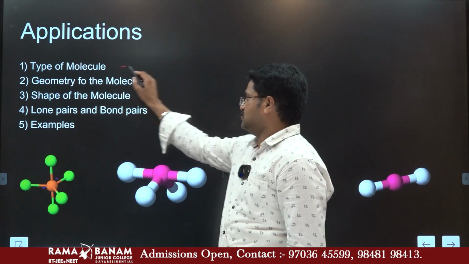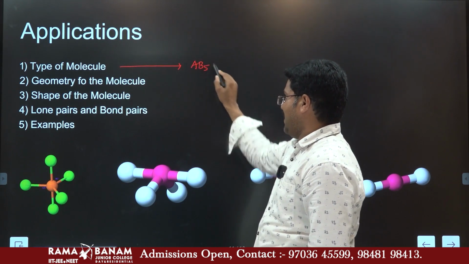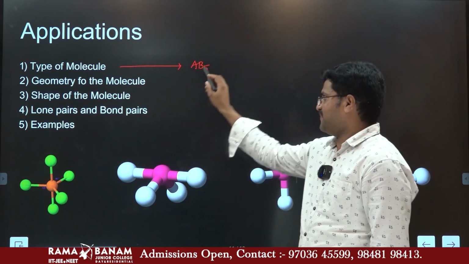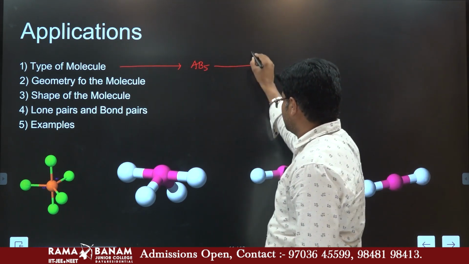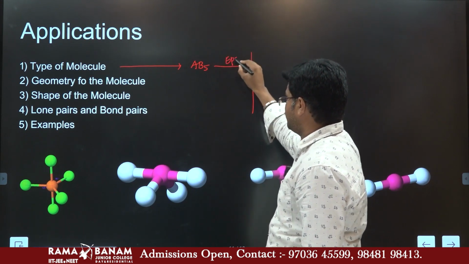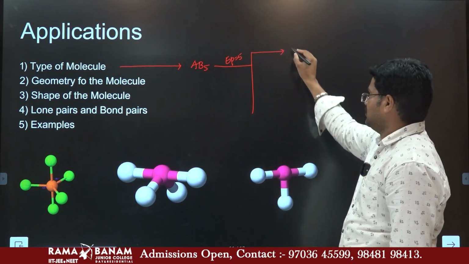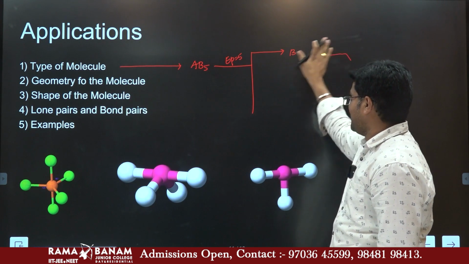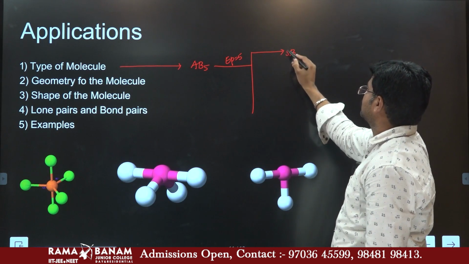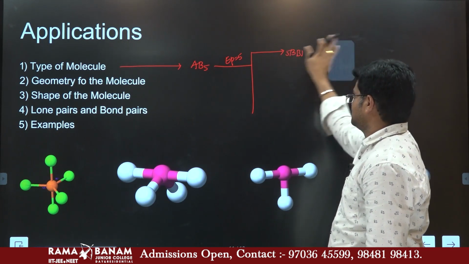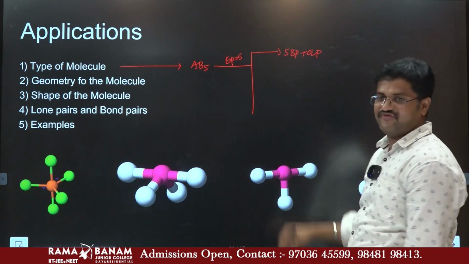Next type of molecule, AB5 with A as the central atom. How many bond pairs here? 5 bond pairs, so electron pairs are 5. The first case is 5 bond pairs plus 0 lone pairs.